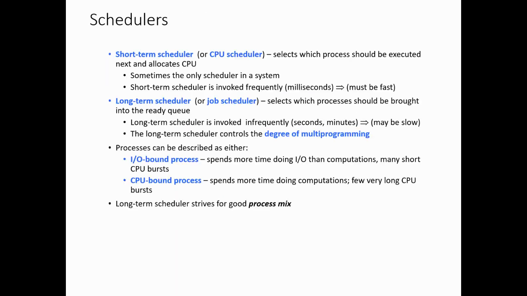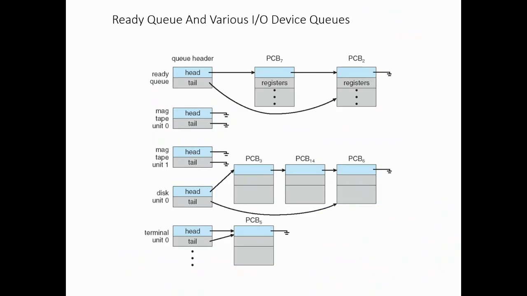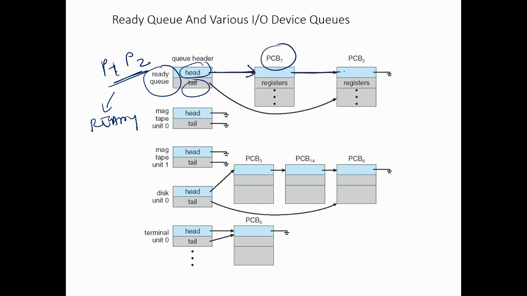Okay, now let's talk about the ready queue and various IO device queues. Let me give you an example. I'm going to have a queue header which contains the head and tail, and this is going to be my ready queue, guys. The ready queue consists of processes P7 and P2, which are ready to execute. The head of the queue points to PCB7, and PCB7 points to PCB2, and it points to the ground. Clear?